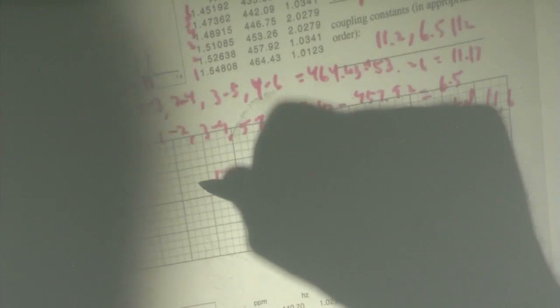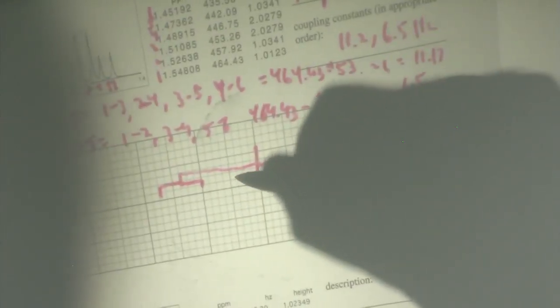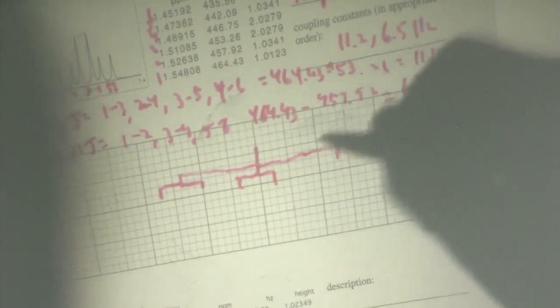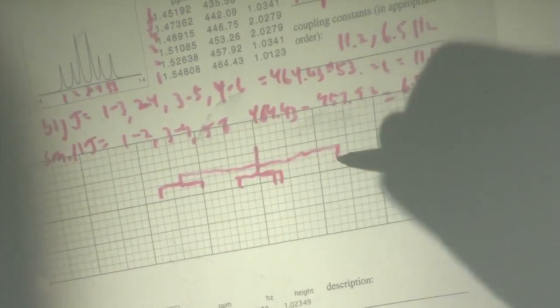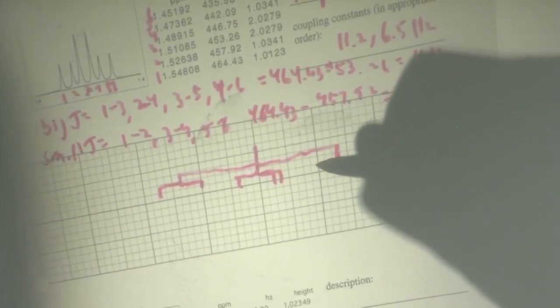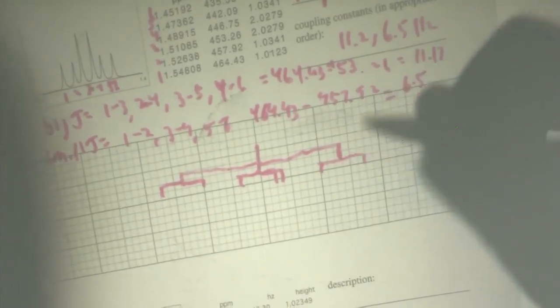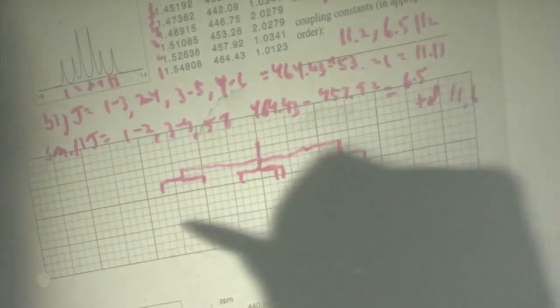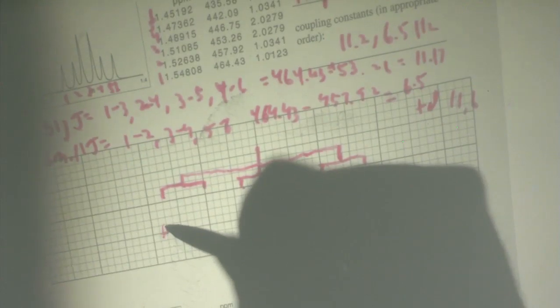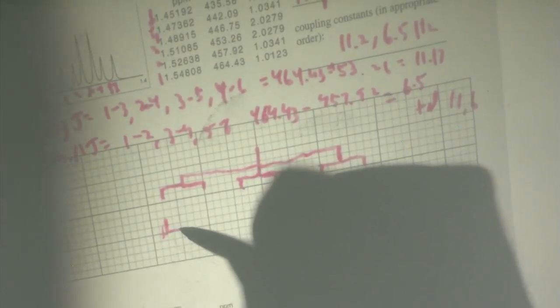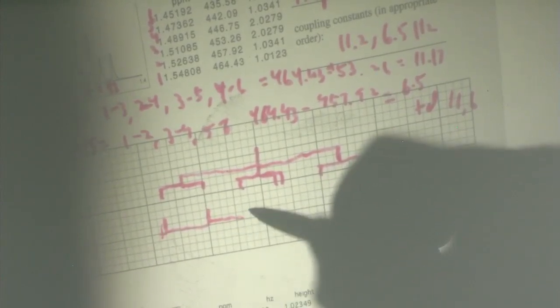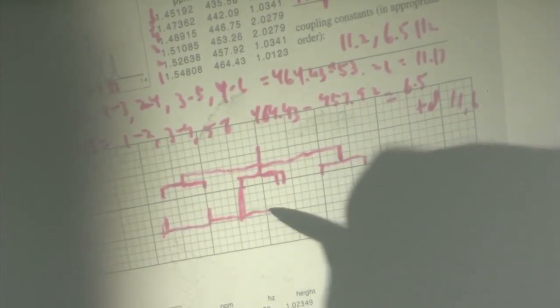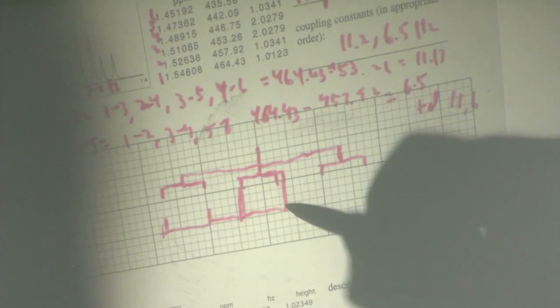So I go out 1, 2, 3, 1, 2, 3, go out 1, 2, 3, 1, 2, 3, and out 1, 2, 3, and 1, 2, 3, and I get line.